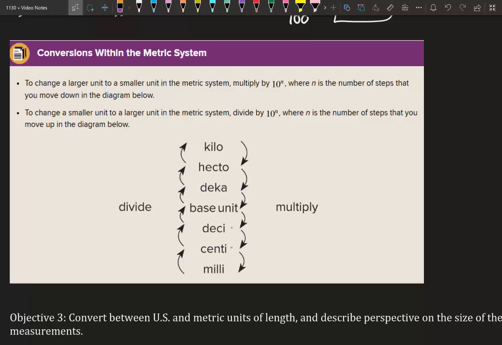To change a larger unit to a smaller unit, we multiply by 10 to the nth, and to do smaller to bigger, we divide by 10 to the nth. So n is how many times you're moving up the ladder or down the ladder. So let's say we want to go millimeters to kilo, we would divide by 1, 2, 3, 4, 5, 6, 10 to the sixth. And the opposite way, you would just multiply. So you count how many times you need to go down.